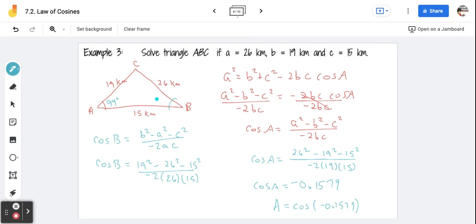Now, angle C, of course, is 99 plus 46, which is 145. 145 minus 180 is 35 degrees. So just using the 180-degree rule gives me that. So angle A is 99 degrees, angle B is 46 degrees, and angle C is 35 degrees. And that solves the triangle.